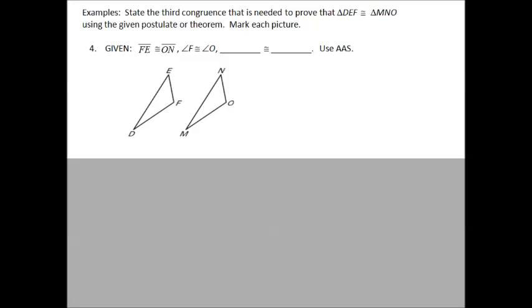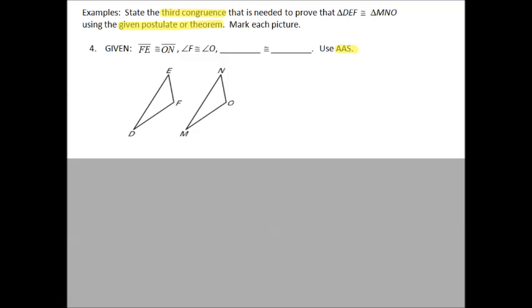We can also use our congruence theorems when we have to state which is the third or missing congruence that we would need to prove that 2 triangles are congruent, and we have to use a given postulate or theorem. So in example 4, we are given that the side FE is congruent to the side ON, and angle F is congruent to angle O, and we're supposed to use the AAS, angle angle side congruence theorem.